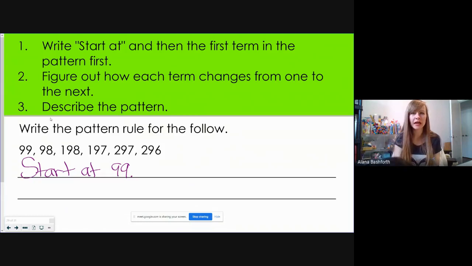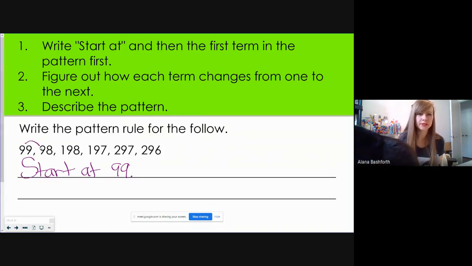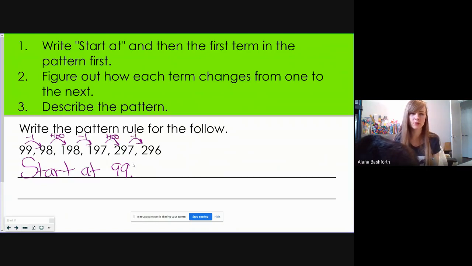Then we need to figure out how each term changes from one to the next. So we draw our arrows here, and then we figure out what it is. From 99 to 98, that's minus 1. Then 98 to 198, that is plus 100. Then 198 to 197, that is minus 1. 197 to 297, that's plus 100. And this is going to be minus 1.